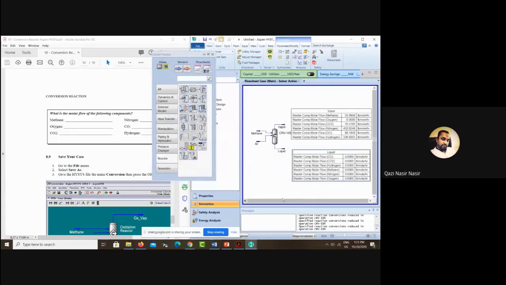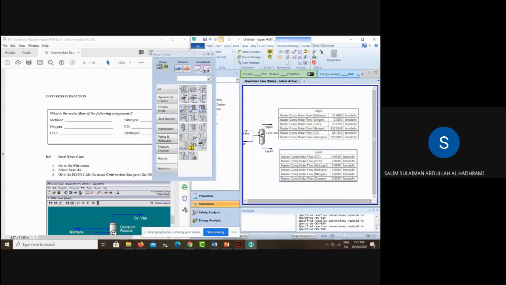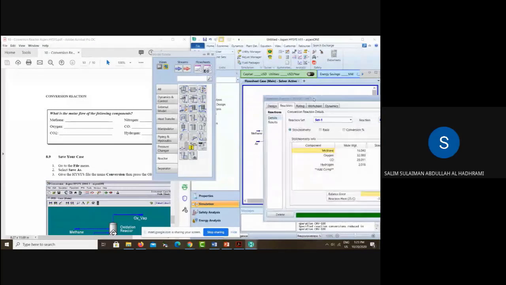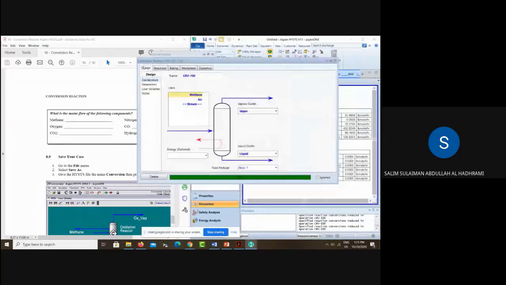Yes, Doctor, for the conversion reactor, if you double click on it to go inside. Okay, this is the reactor. It says it's only using reaction one. Yeah, okay, what is happening?